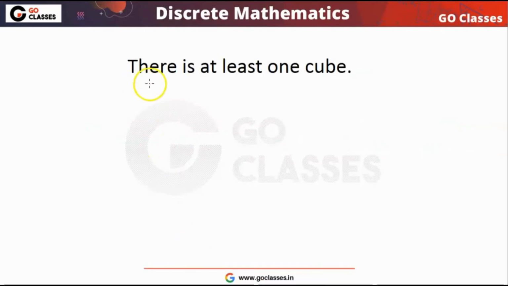Next, there is at least one cube. Now this type of statement we need to see. Now this is saying that there is at least one cube.